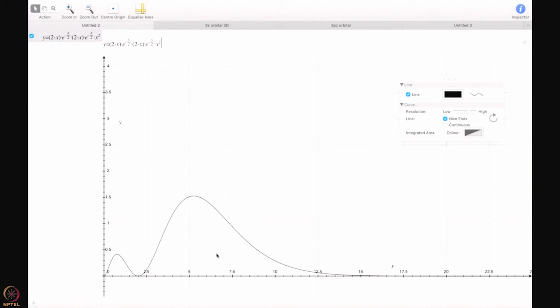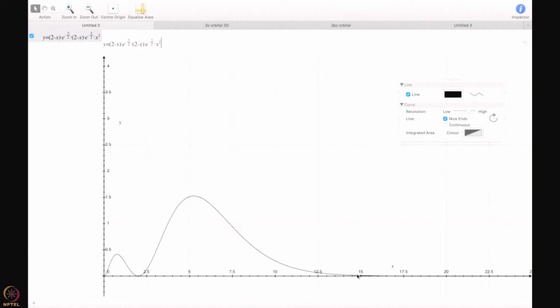So if I take the area of this curve, maybe 99.999% of it will be there until this 15 angstrom or so. Beyond that you will have a very small amount of probability. So even though the orbital goes up to infinity, there is no need for us to go up to infinity. It is enough if we go up to 15.